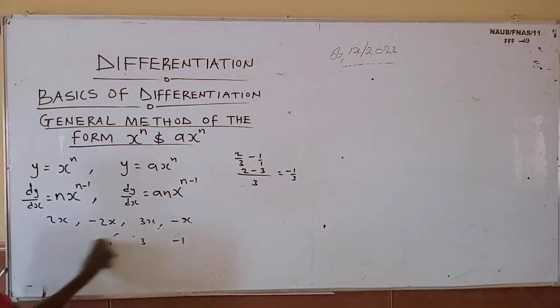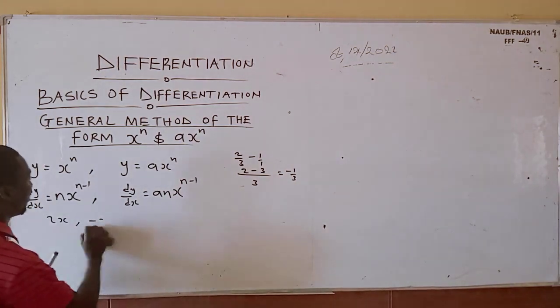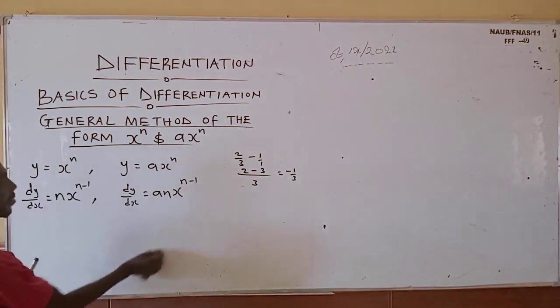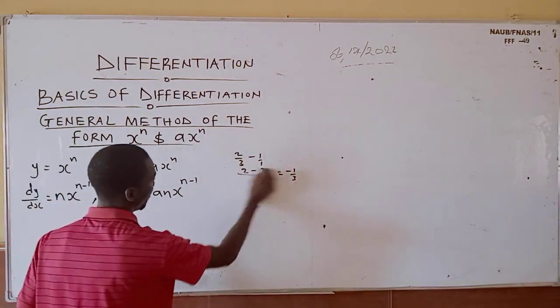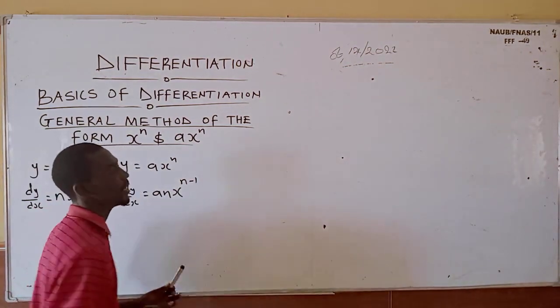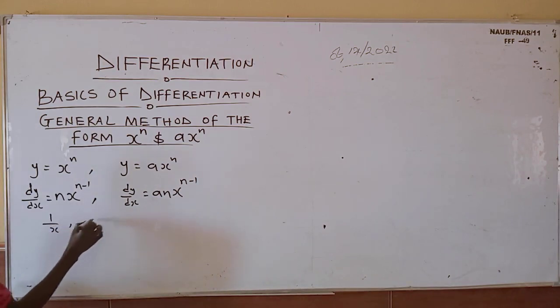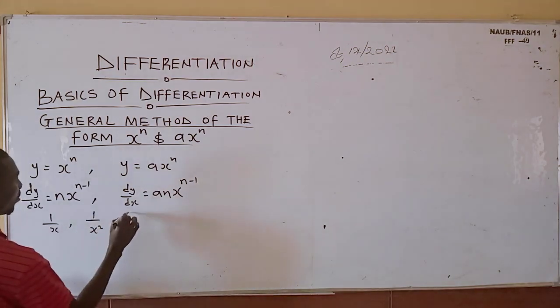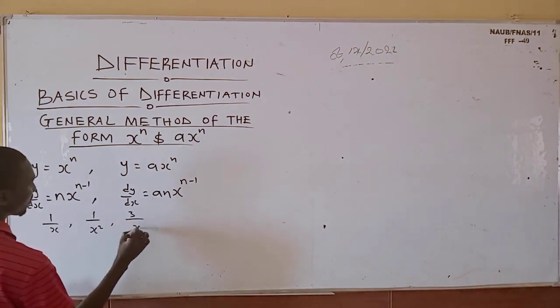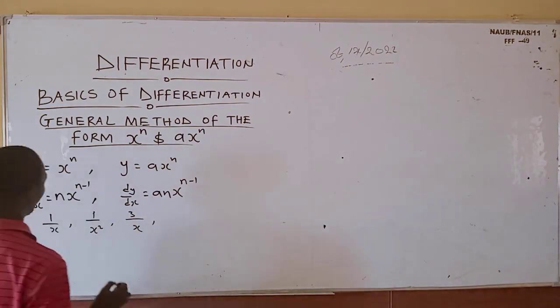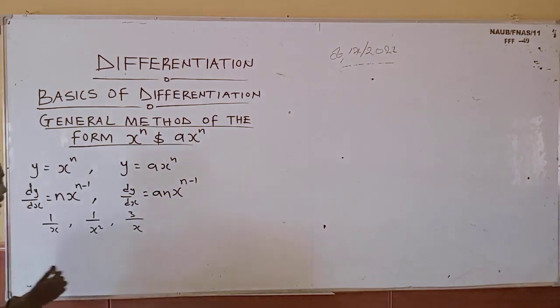So now what if we are not talking about s in the form of a fraction? Now this is where you have to buy the knowledge of indices. Now we have 1 all over s. We have 1 all over s squared. We have 3 all over s. Okay, let's stop here.